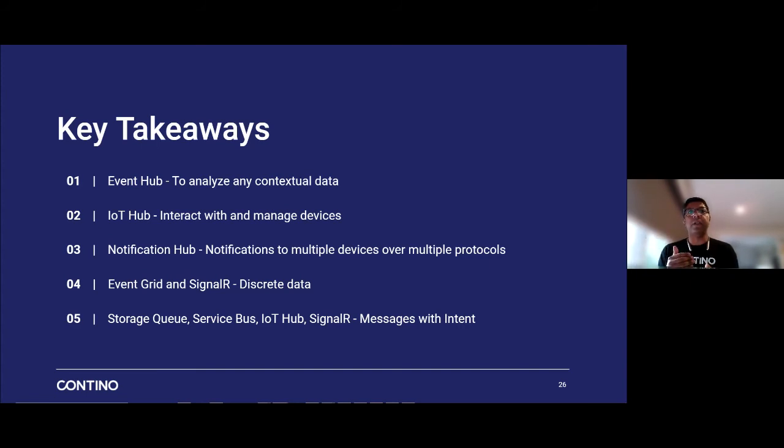Even Event Grid is more for when you're dealing with some kind of discrete data, where it's just a fact your application needs to know about something and that's about it. The publisher of the message doesn't really care how it's going to be consumed. That's the nature of it. And then you have Storage Queues, Service Bus, and SignalR. When you have any message coming with an intent, that's the service you would probably be targeting. So that's pretty much it.